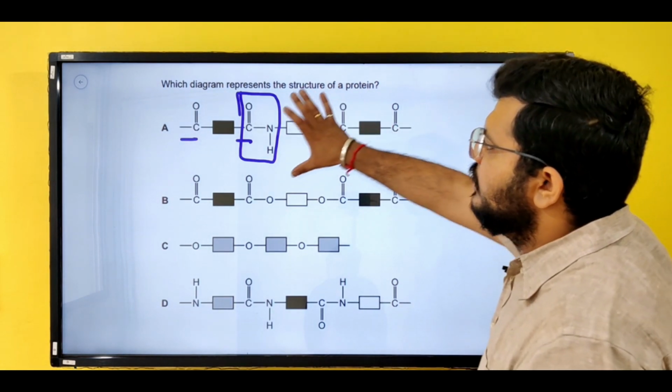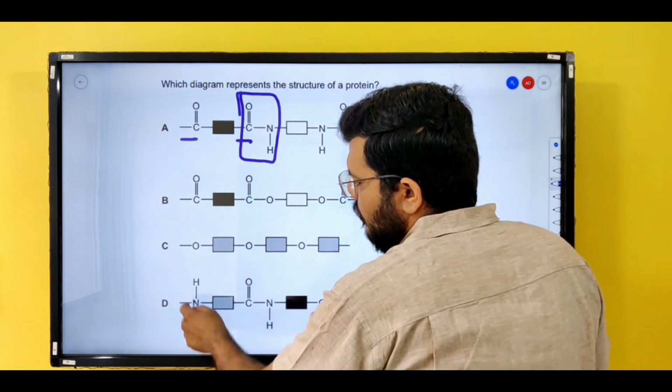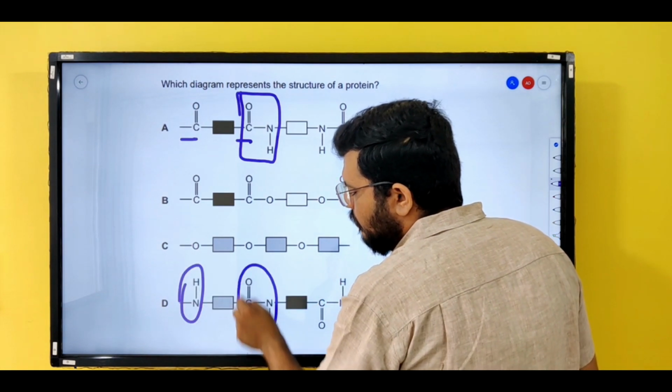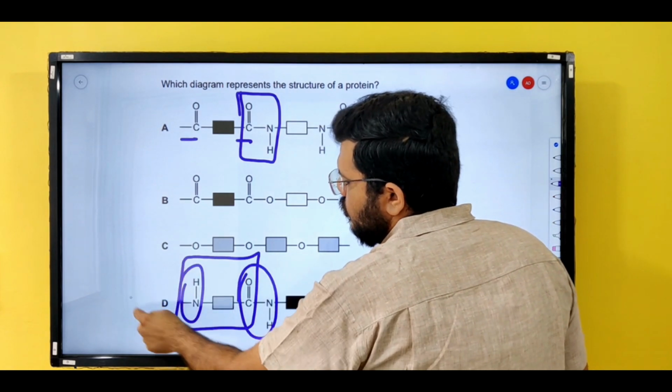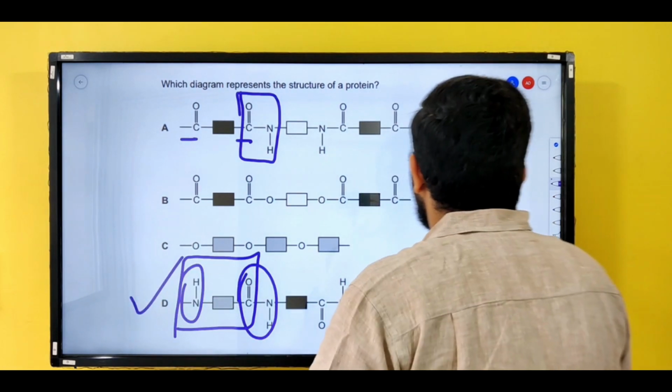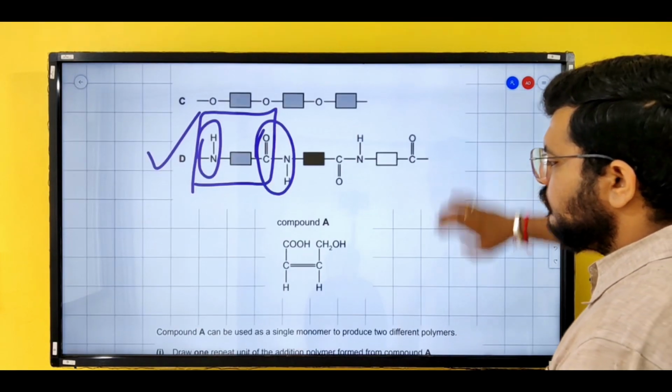So we need to find another amide linkage, but must have amine and carboxylic acid on the same molecule. So your correct answer is option D, right?